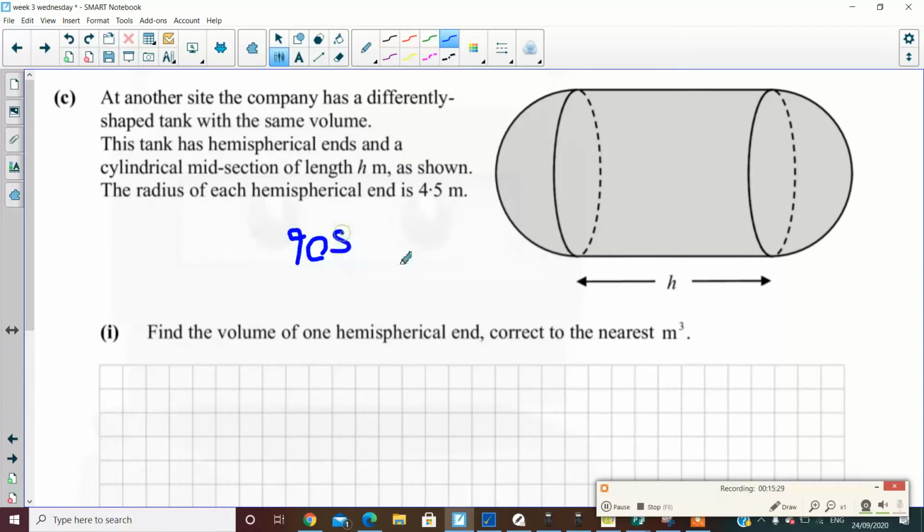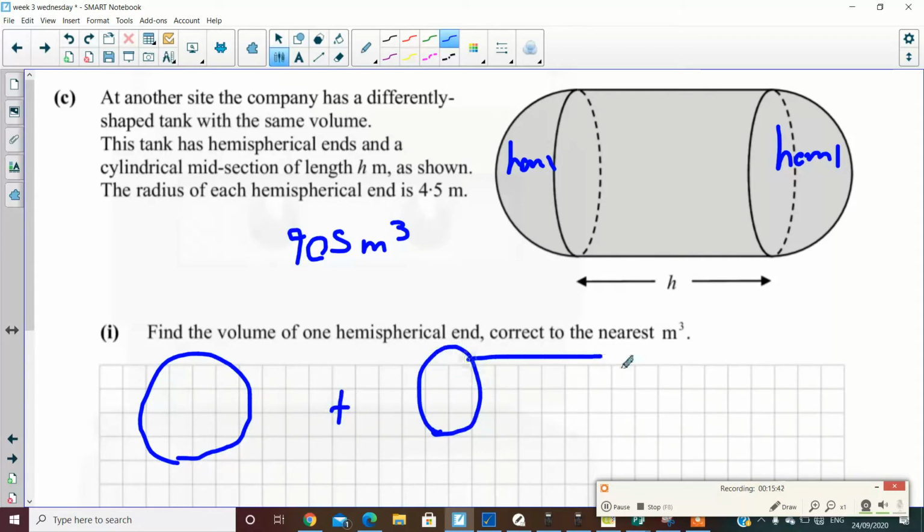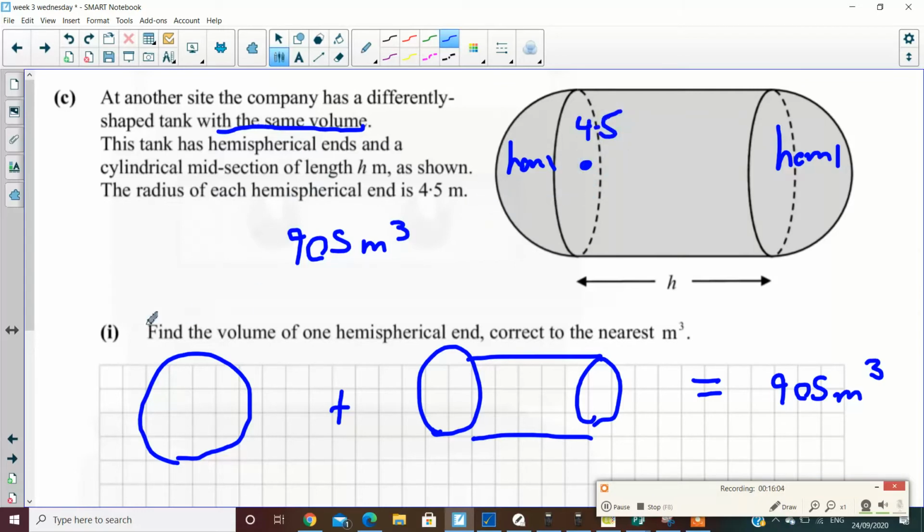905. There we go. So what I'm stating here is that one hemisphere plus another hemisphere, which is a sphere, plus a cylinder will equal 905 meters cubed. How did I know that? Same volume. Radius of each hemispherical end is 4.5. Now we can do this for volume.